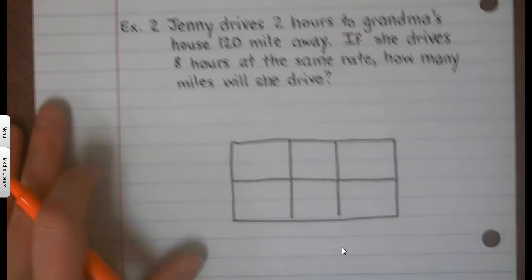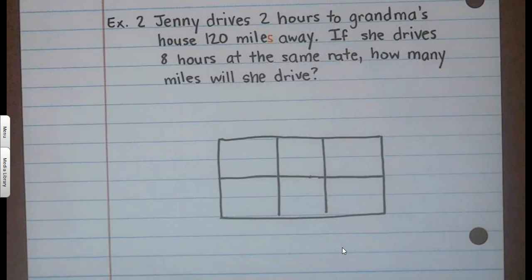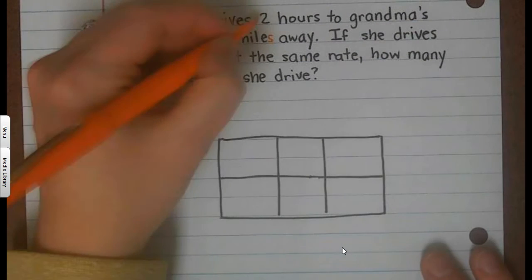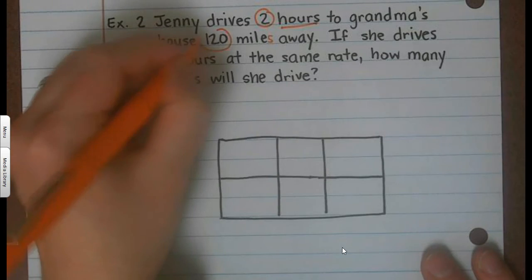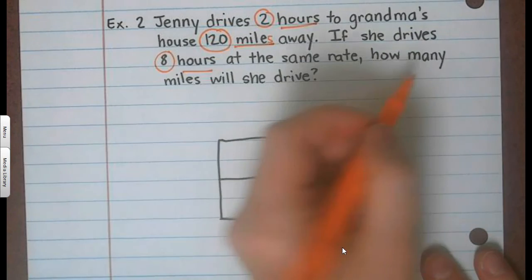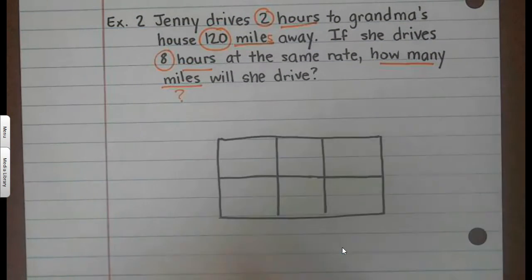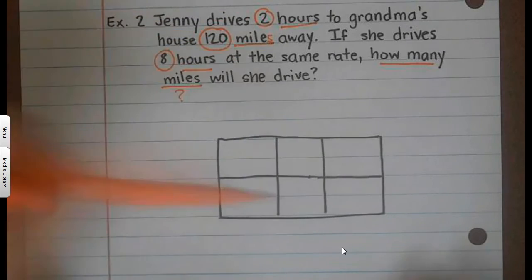Let's look at another example. Jenny drives 2 hours to Grandma's house, 120, that should be miles, away. If she drives 8 hours at the same rate, how many miles will she drive? So we've got 2 hours, 120 miles, 8 hours, and then our question, how many miles? So again, we look for our labels, hours and miles.